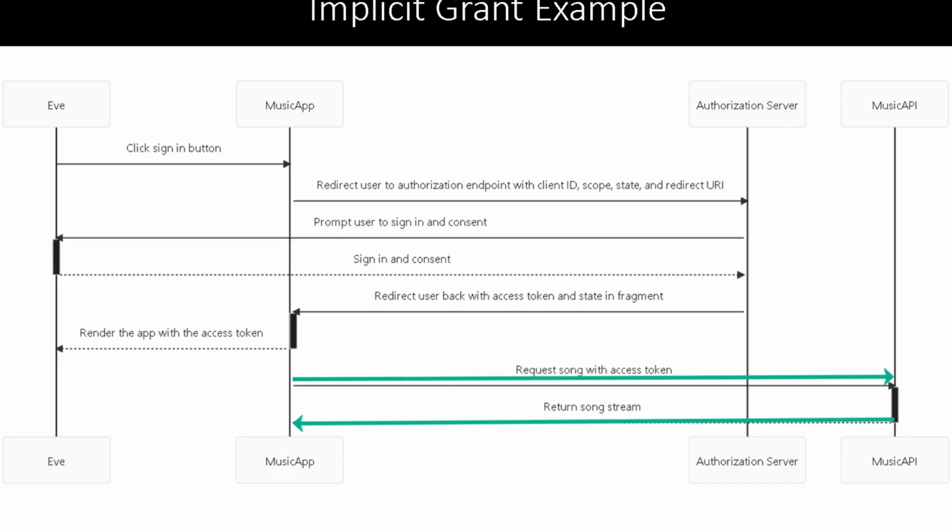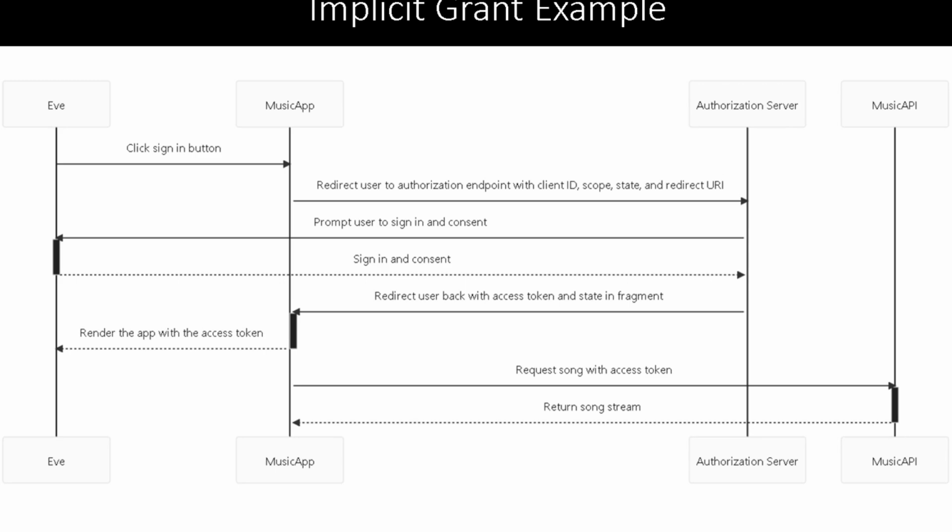The resource server verifies the access token and returns the song, and it streams this song to the music app. Eve can now listen to the song on the music app and share it with her friends. She can also revoke the access token at any time from her Music API account if she wants to stop the music app from accessing her music.